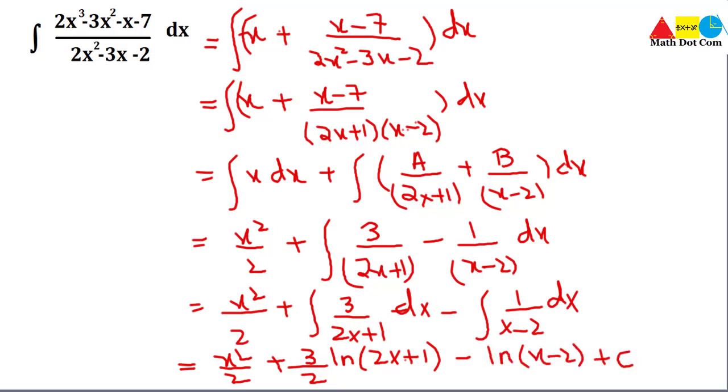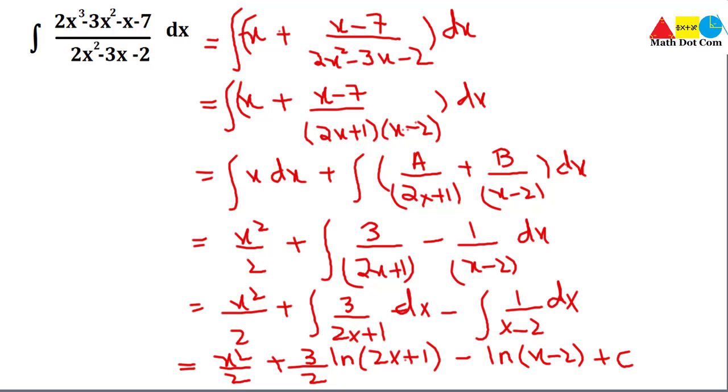So this is the integration of the given function, in which we came across an improper fraction, and that fraction was first converted into a proper one. Then we applied the partial fraction decomposition, and then we took the integral of that function, because then we got the simplest form that can be easily integrated. So that's all from today's lecture.